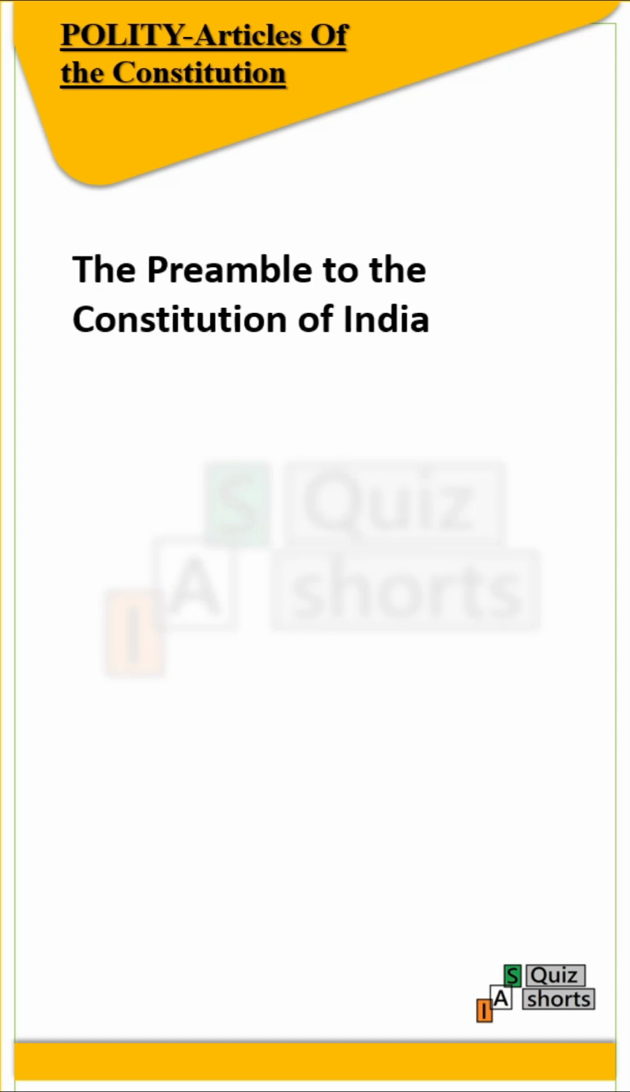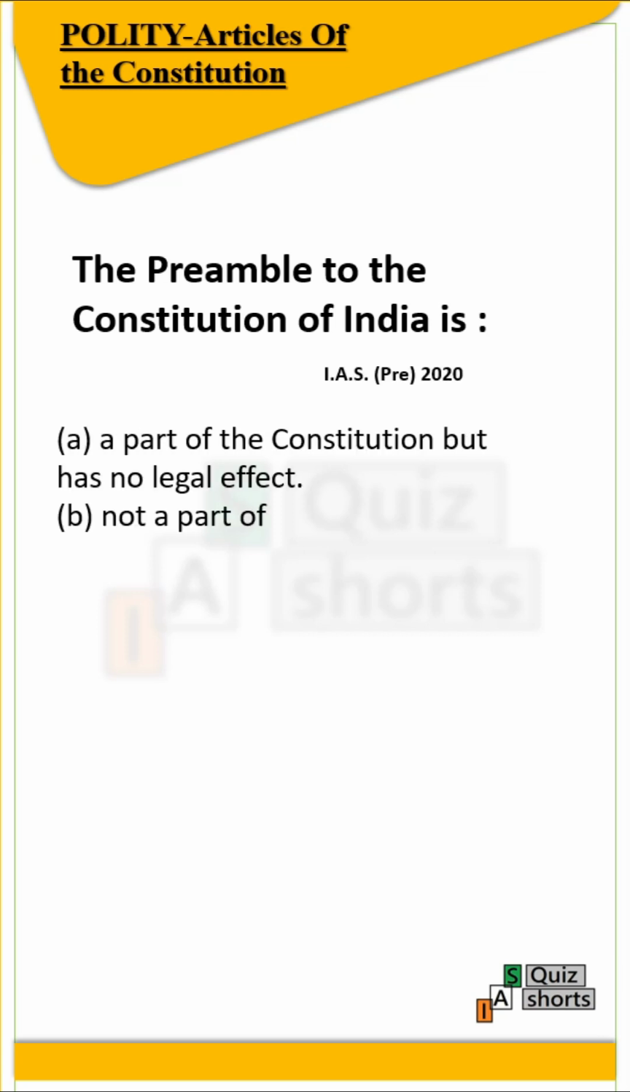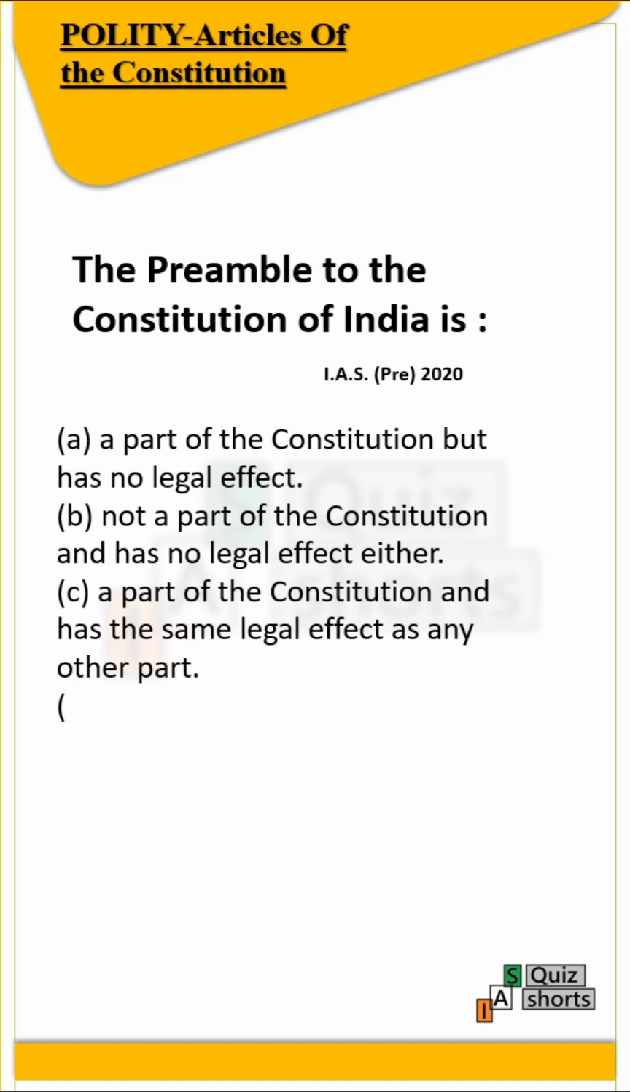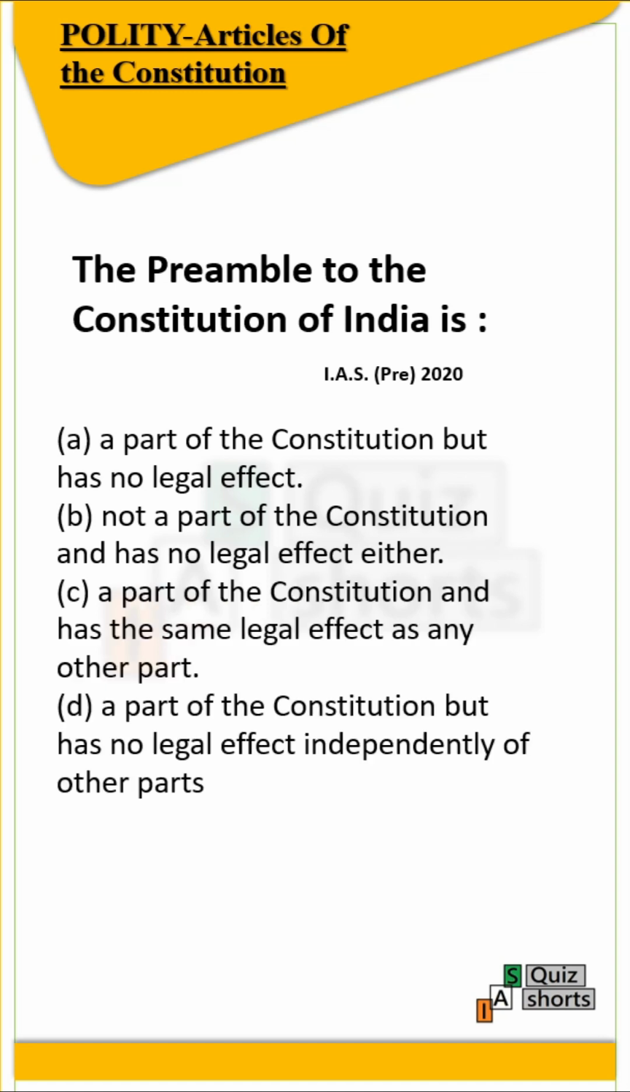The preamble to the Constitution of India is: A. A part of the Constitution but has no legal effect. B. Not a part of the Constitution and has no legal effect either. C. A part of the Constitution and has the same legal effect as any other part. D. A part of the Constitution but has no legal effect independently of other parts. Answer is option D, a part of the Constitution but has no legal effect independently of other parts.